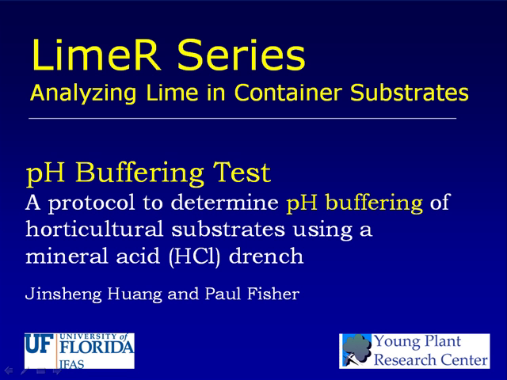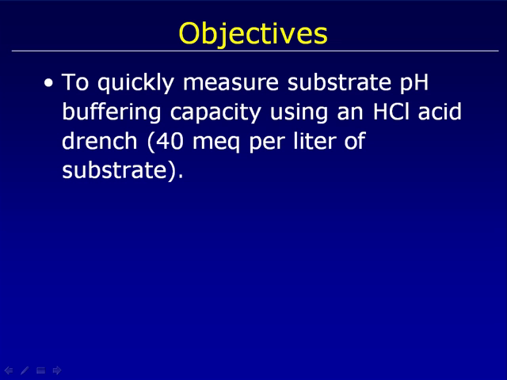This pH buffering test protocol is used to determine how well buffered a growing medium is to the addition of a mineral HCl acid drench. The goal of this technique is to measure how well buffered a growing medium is, and the overall principle is to apply HCl at 40 milliequivalents of acid per liter of substrate, wait 7 days, and measure the pH drop.